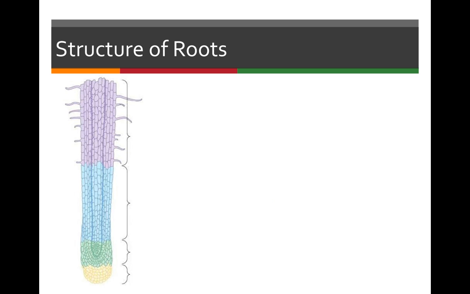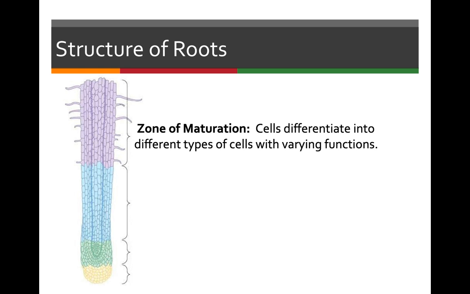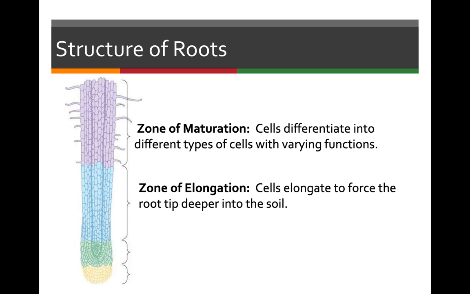You can also look at a root in a longitudinal section, like this, and it has 4 different zones, sort of zones of what is occurring in those areas. So at the top, you have a zone of maturation, so cells are differentiating into different types of cells with various functions. Under that is a zone of elongation, so these cells are getting longer to force the root tip deeper into the soil.